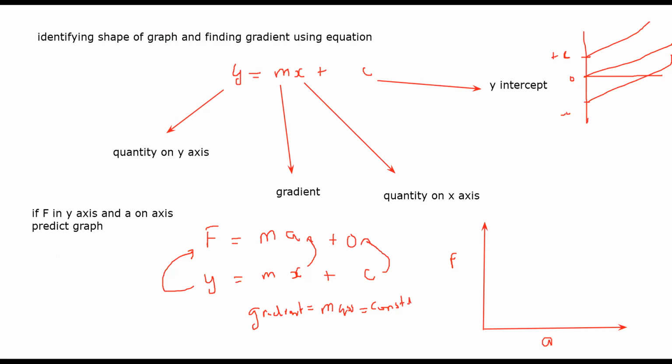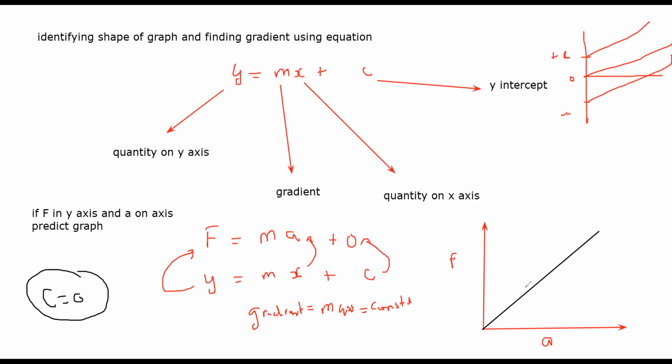So if the gradient is constant, what can I say? I can say if I plot a graph between force and acceleration, it will be a straight line with a constant gradient, starting from the origin. How do I say it starts from the origin? Because you can see the y-intercept is 0. If the value of c is 0, it will start from the origin. If it is positive, it will be above the origin. If negative, it will be below the origin. And why is it a straight line? Because the gradient involves a constant. When the gradient involves a constant, it shows it should be a straight line.